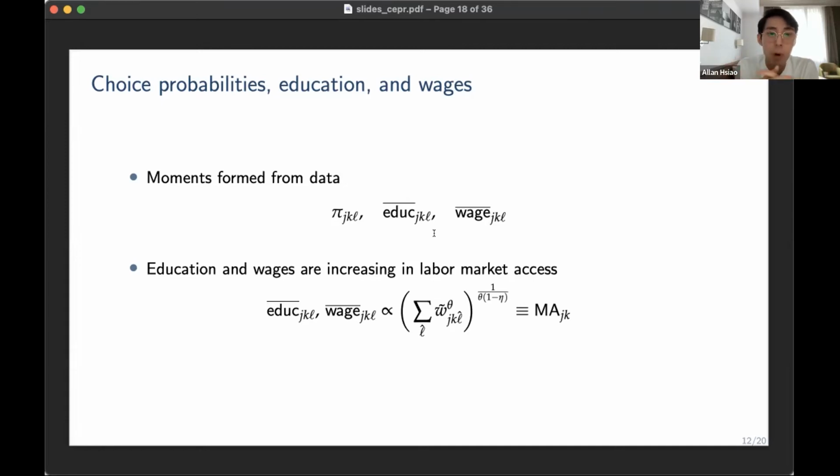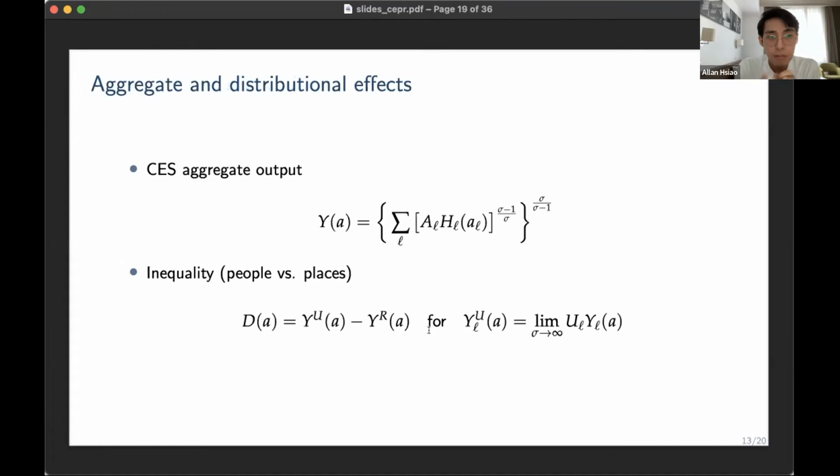And so these are going to give me moments. The other thing I can point out is that if I were to write these closed form formulas for education and wages, you would see that each of them is increasing in this term here, which is the sum of the adjusted wages across places. And this is going to be downweighted by distance. That's precisely the market access measure that I proxied for before. Education and wages are increasing in market access because it's increasing the returns to education.